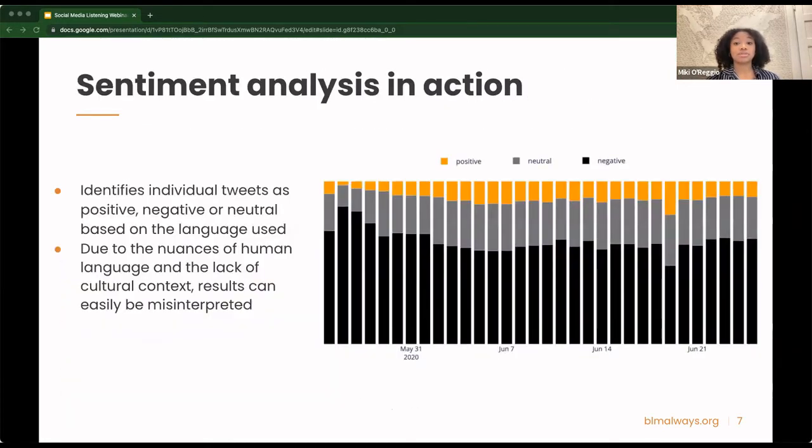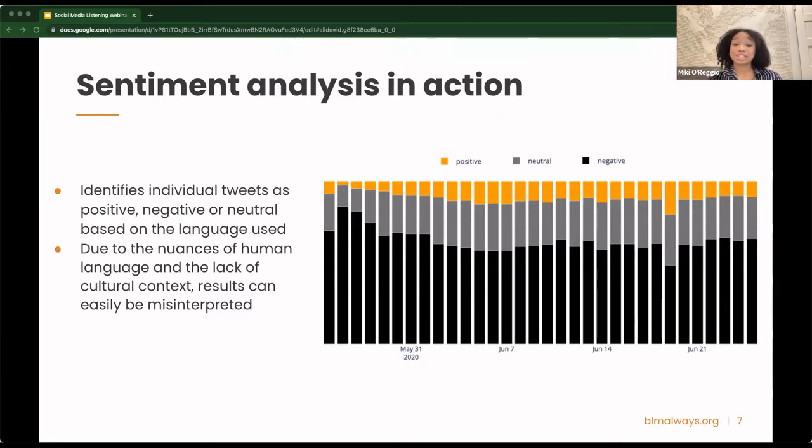All right, and so this is where the importance of cultural context comes in. This graph is one from our BLM Always project, and this is a sentiment analysis graph, which we defined briefly earlier on. Looking at this graph alone, it's very natural to deduce that the majority of the tweets we saw on Twitter about the Black Lives Matter movement were negative, since a large part of that graph has those black lines.